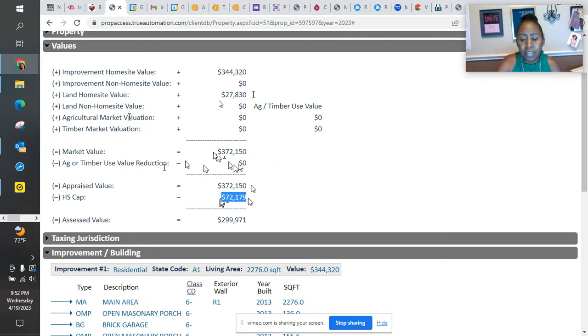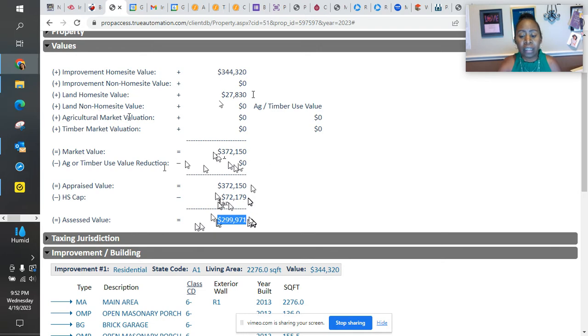$372,150. Because this property has a homestead on it, which yours should also, if you're using the house as your primary residence, you definitely want to have a homestead exemption form filed with the appraisal district so that you can get the discount or the benefit of this homestead exemption. The effect of the homestead exemption is a $72,179 discount on what you're being taxed on. The way this is read is the value of the house is actually here, but you're being taxed on this number here because of the homestead exemption.